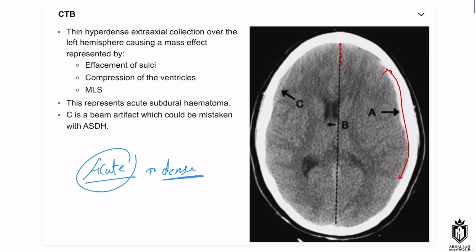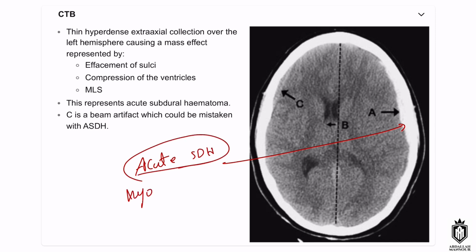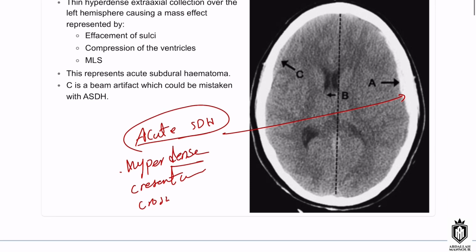Looking at this CT scan, which we have presented earlier, you can see that this is an axial cut of a CT brain at the level of the lateral ventricles. You can appreciate that on the left side there is an acute subdural hematoma. Before saying that this is an acute subdural hematoma, you will find that you have a hyperdense lesion that is crescentic in shape and crossing the suture lines that looks like an acute subdural hematoma.